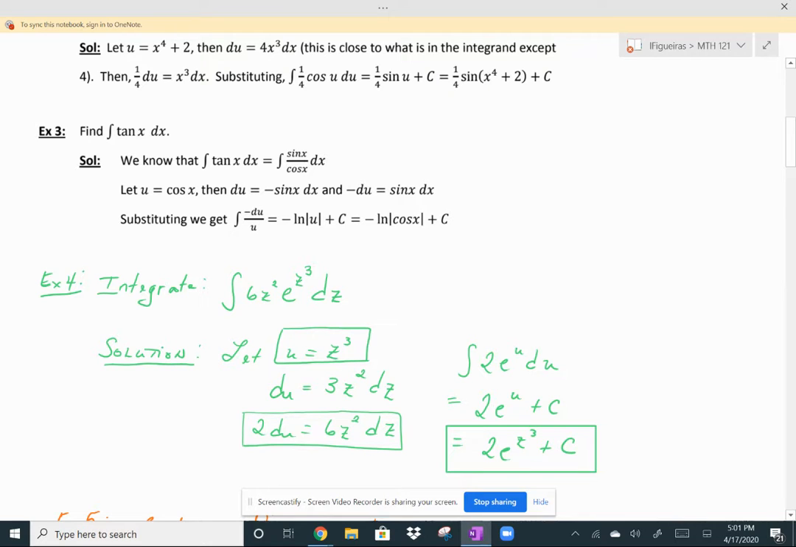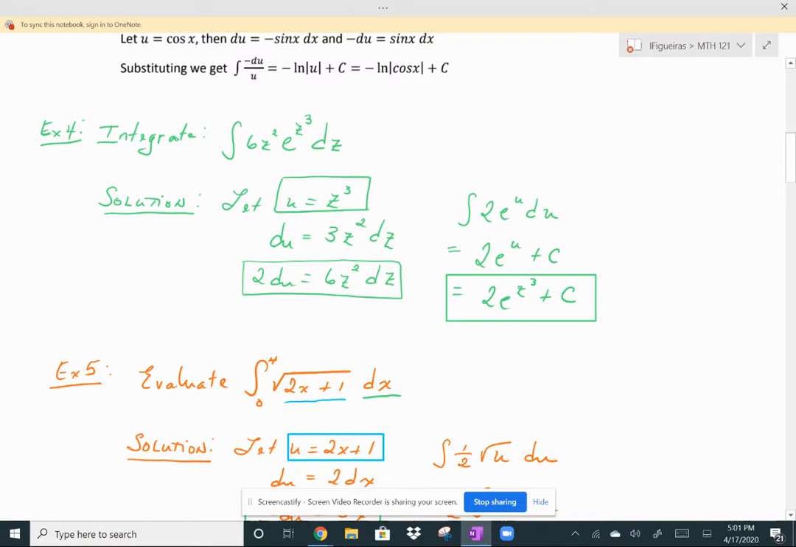The antiderivative of negative 1 over u is negative ln of u. Remember, we put the u in absolute values because the domain of your log function is only positive numbers, and we don't know what our limits are, plus c. Then you replace u with cosine, which is what we let it equal originally. So your answer, or your integral value, is negative ln absolute value of cosine of x plus c. All right, so here's several more.